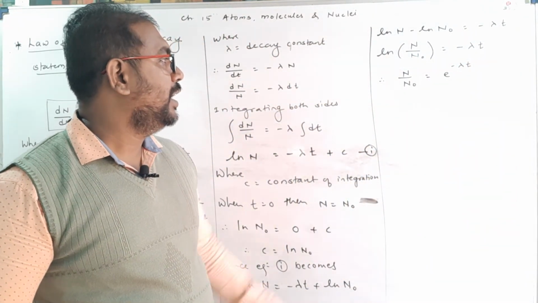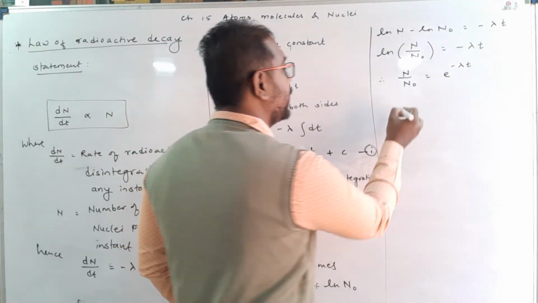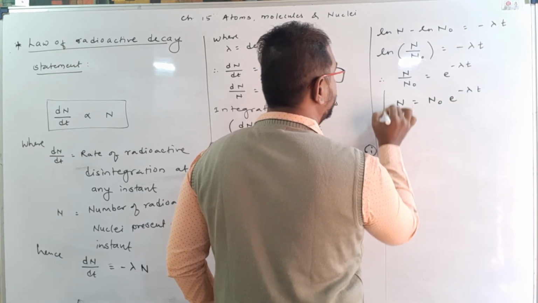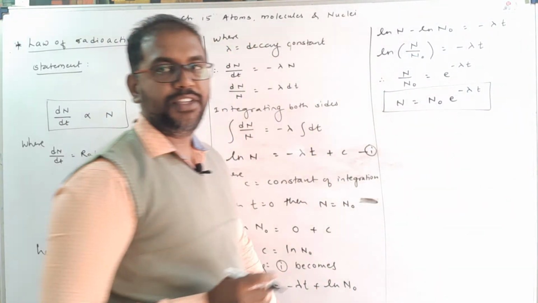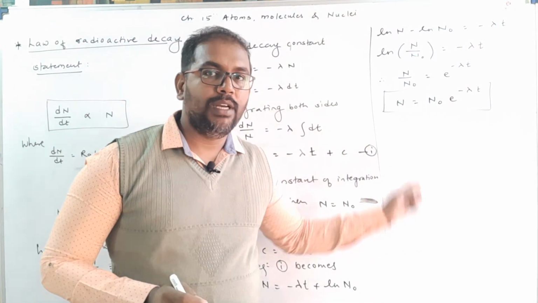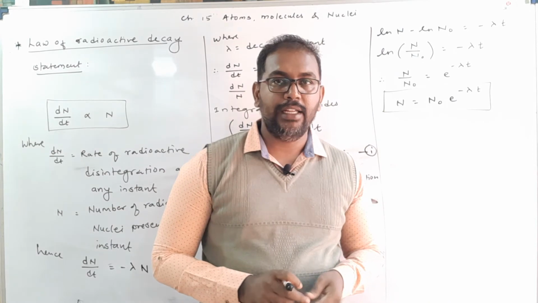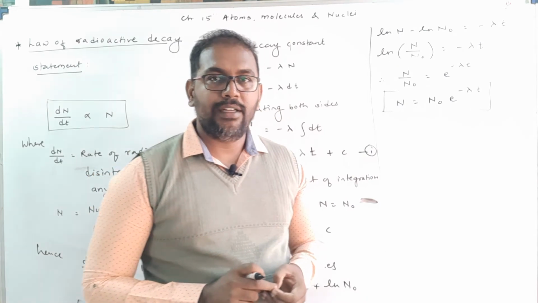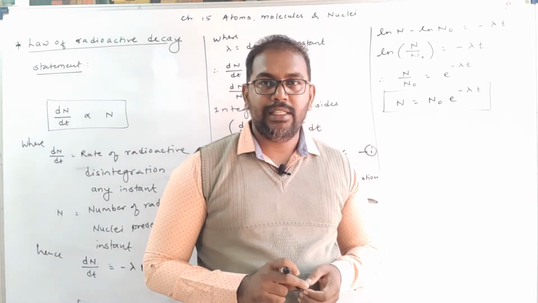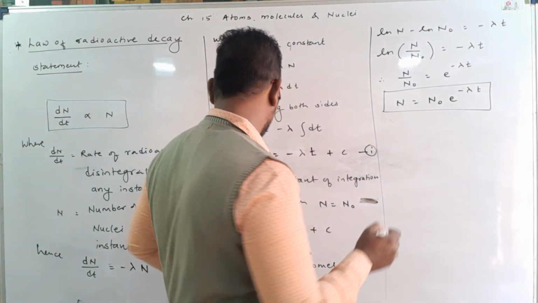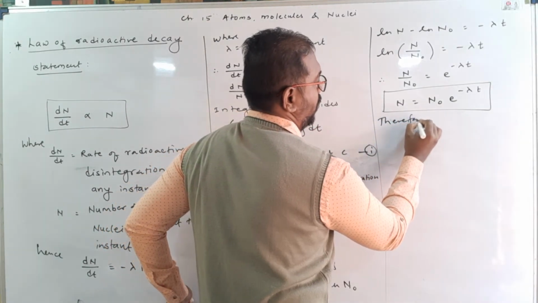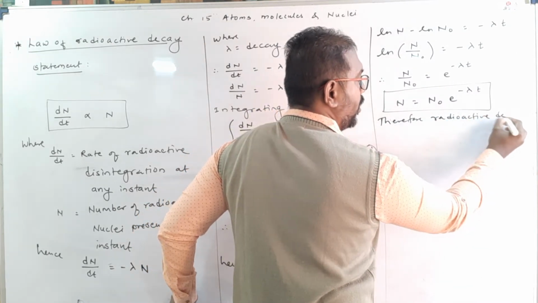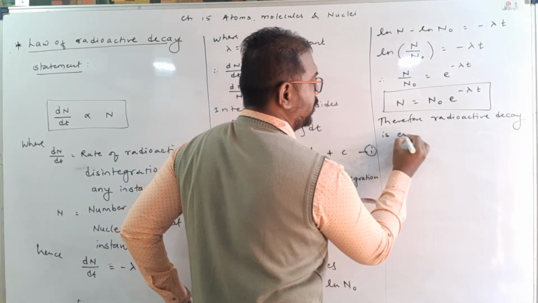Then I can transfer this n0 to that side. So we get n is equal to n0 e raised to minus lambda t. This is the equation which gives us the number of radioactive substance present at any instant t. By using this, we can conclude that radioactive decay is exponential decay.